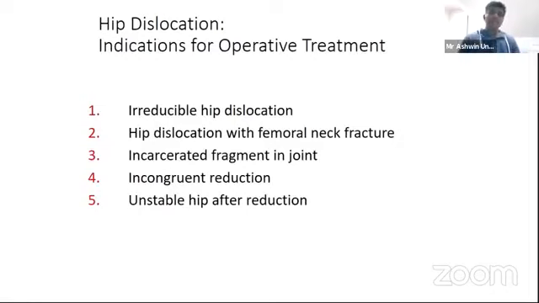Now, what are the indications for operative treatment? The indications for operative treatment are an irreducible hip dislocation with a femoral neck fracture, incarceration of fragments or fragments present inside the joint, an incongruent joint, or an unstable hip after reduction. Now, the first three are quite obvious. You've got to do operative treatment.